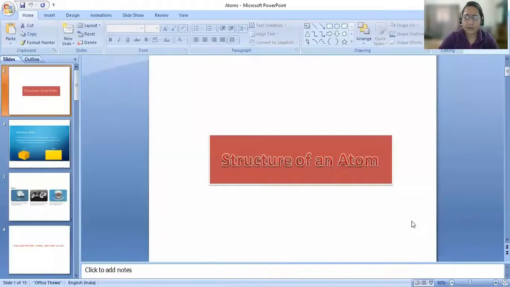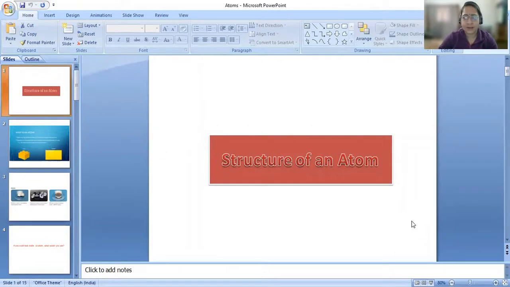So today's topic is structure of an atom. So how does an atom look exactly, what are the particles inside the atom? We are going to study all those things in this topic. So let's start. Before going into the structure of atom, what is an atom?